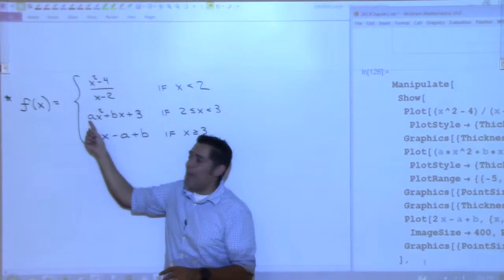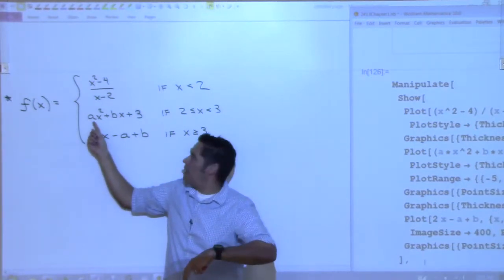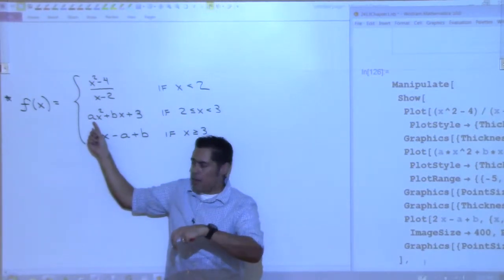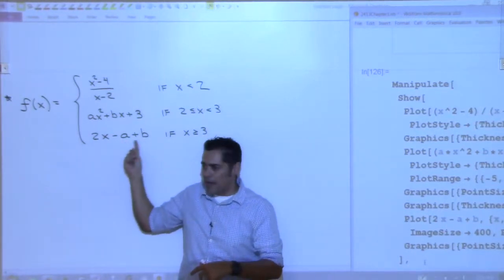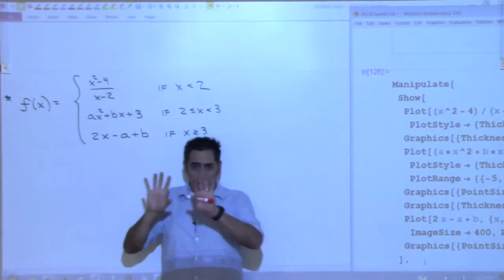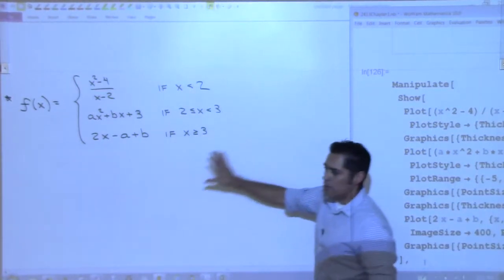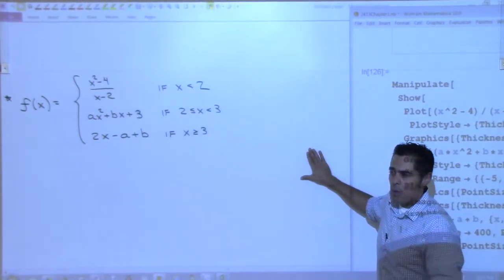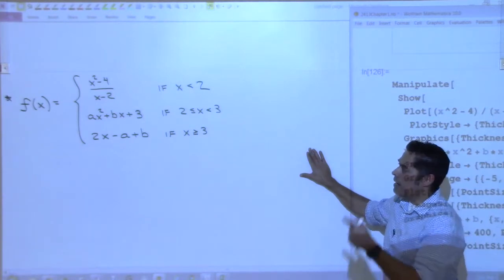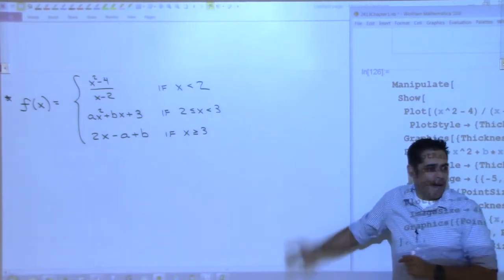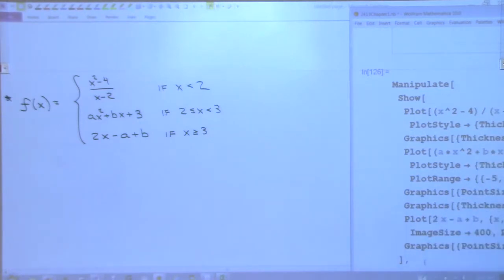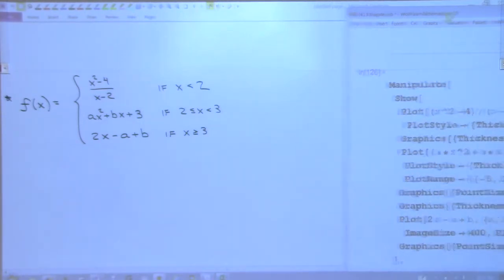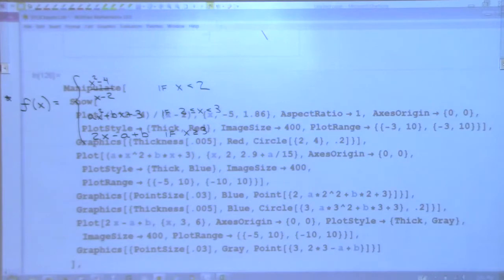So if I use a negative A here, it's going to open down. If I use a positive A, it's going to open up, right? And then here, this line is also dictated by the A and the B. So I know I have three pieces, rational, parabola, line. But what they look like exactly is actually dictated by the values of A and B. Okay? So let me show you, I've put together a little picture here for you of what we've got going on.